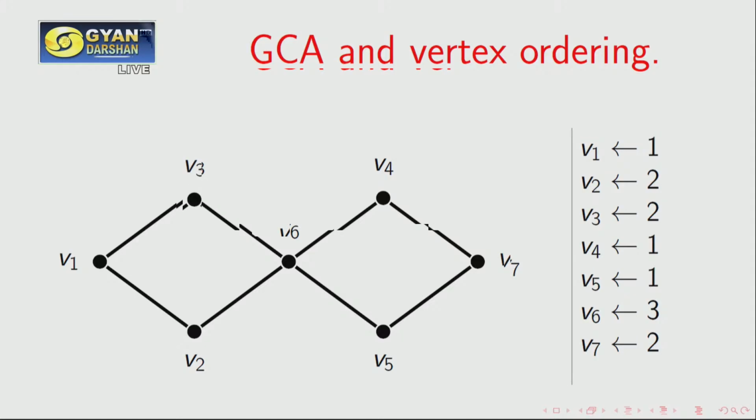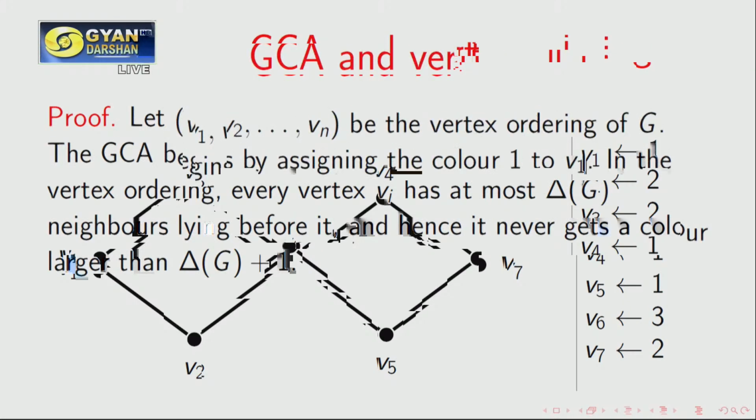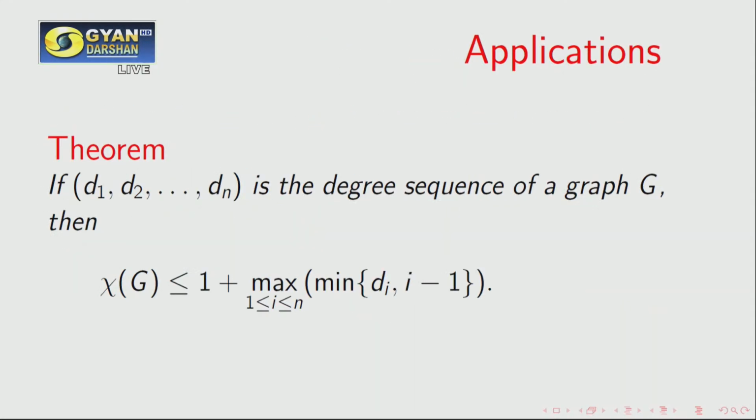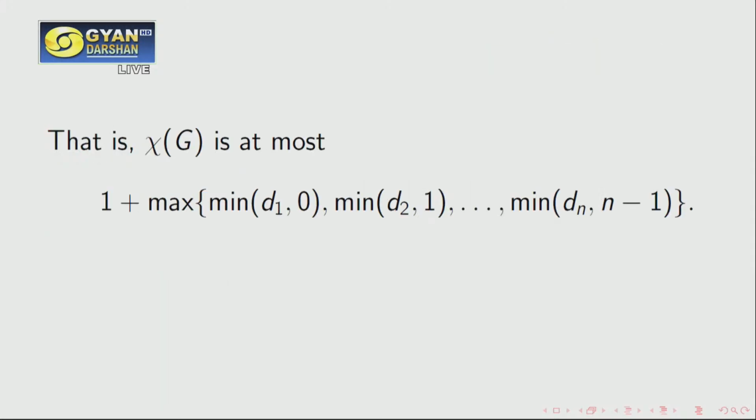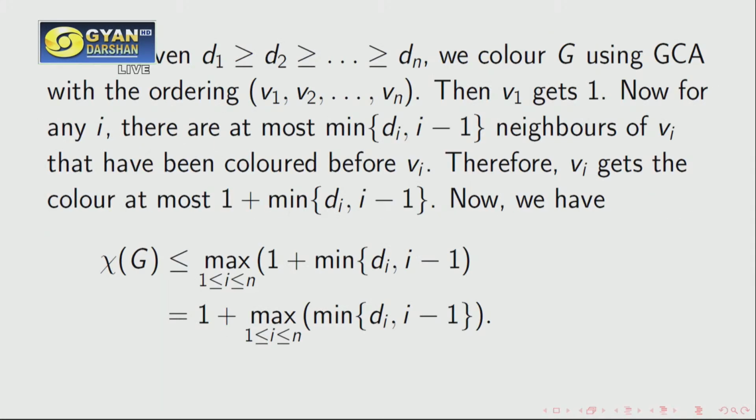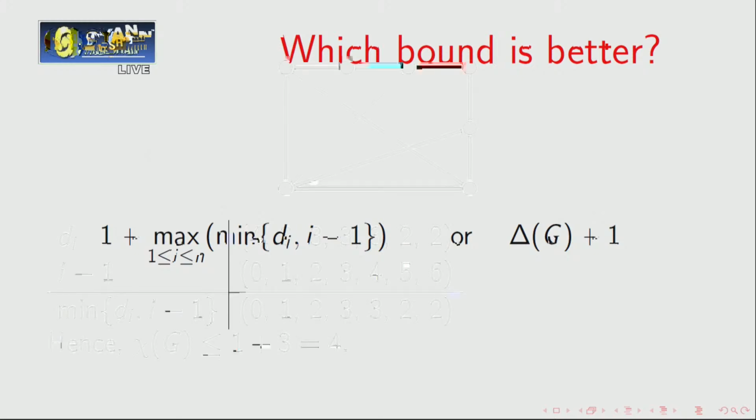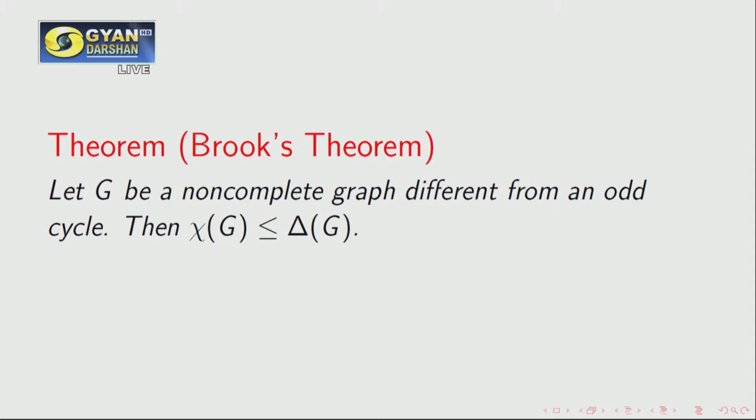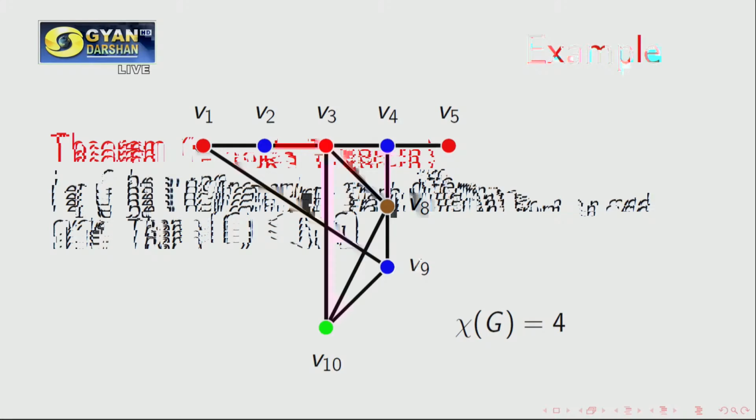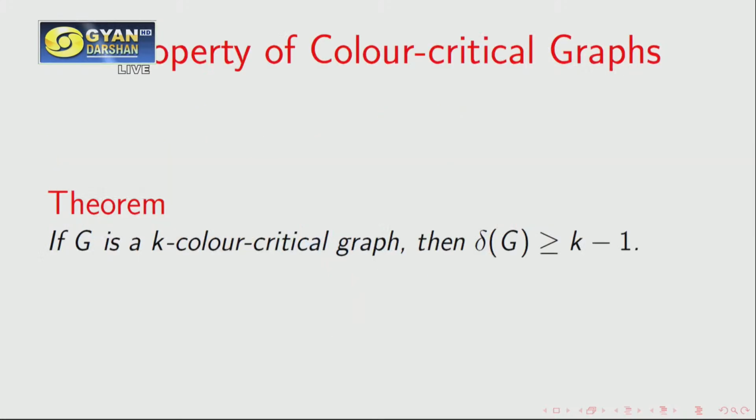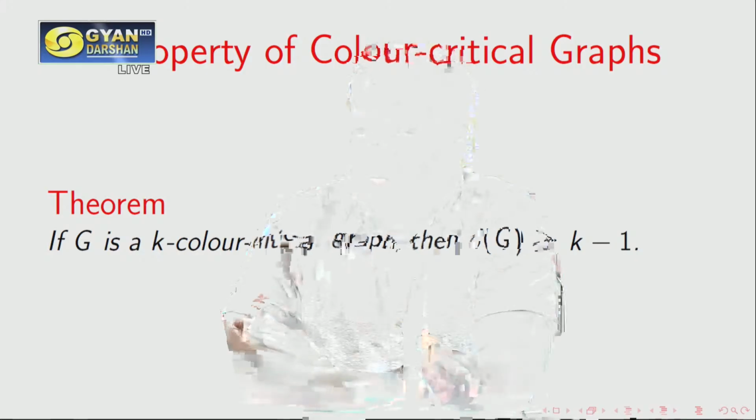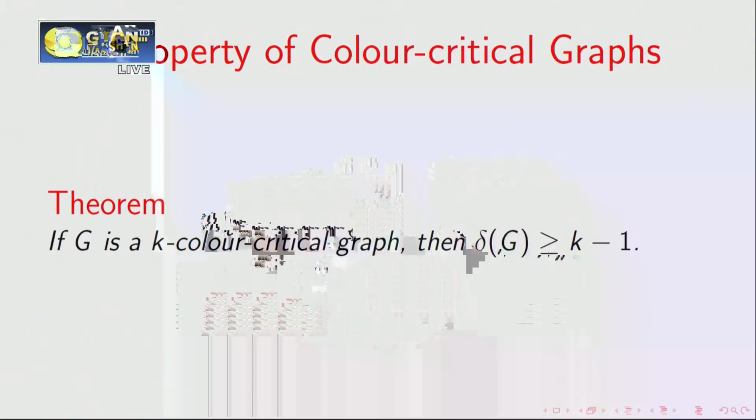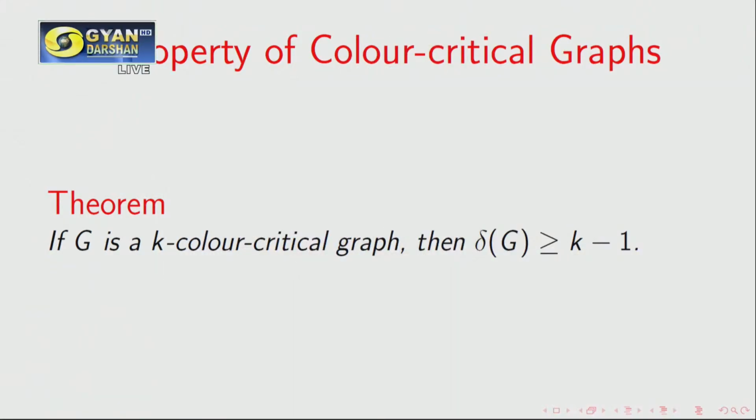There are some other applications of this. If the degree sequence is given, then we can find a bound on the chromatic number in this way. The bound which is better is the left one. Another application is Brooks' theorem, which can also be used. Now we come to the end of this session. There is one last theorem, which says that if G is a k-color-critical graph, its minimum degree is at least k minus 1.